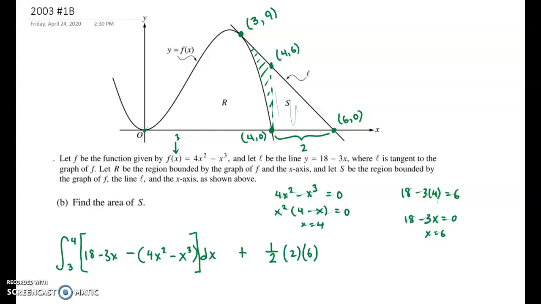the other way I saw to do the area of S is to see this big triangle here, which has a base of 3 and a height of 9, and then subtract away this area. So take that big triangle minus just the integral of the cubic. So I would be going from 3 to 4 of just the cubic, is the other way I would do this.